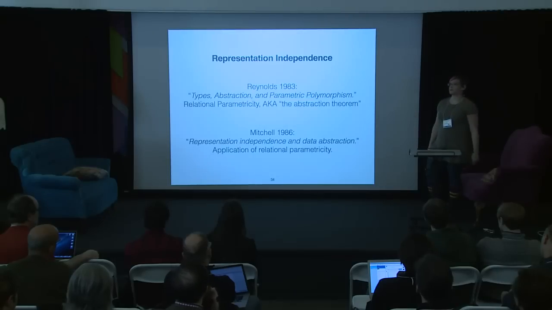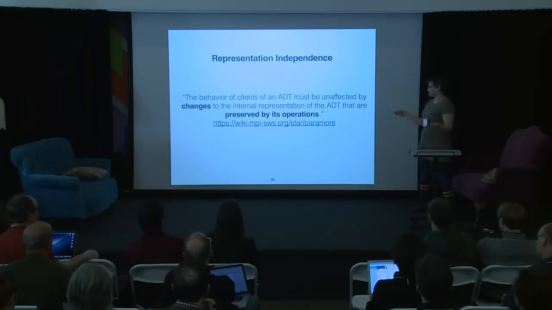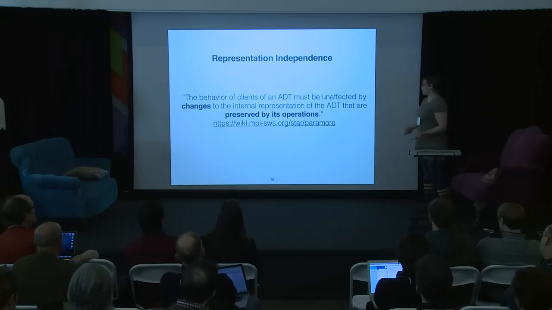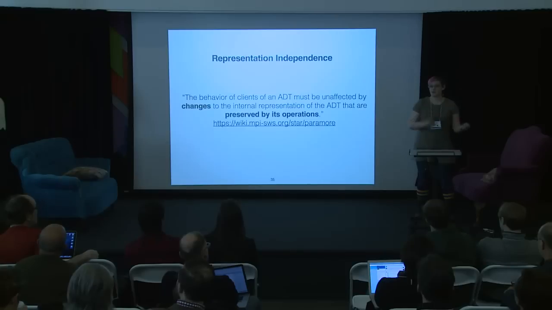So he was talking about this as an application of John Reynolds' ideas for data abstraction. And what that means, in prose, so this is a formal theorem stated in the paper, but a summary of it in prose, which I blatantly stole from Derek Dreyer's homepage, is that the behavior of clients of an abstract data type must be unaffected by changes to the internal representation of that abstract data type that are preserved by its operations.